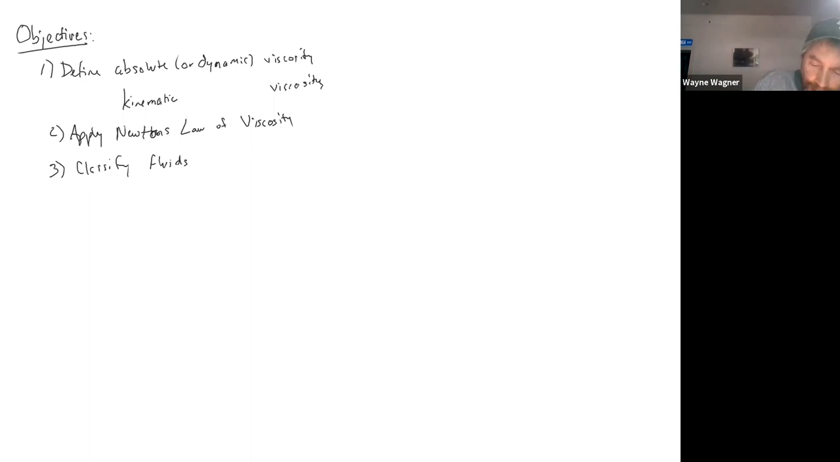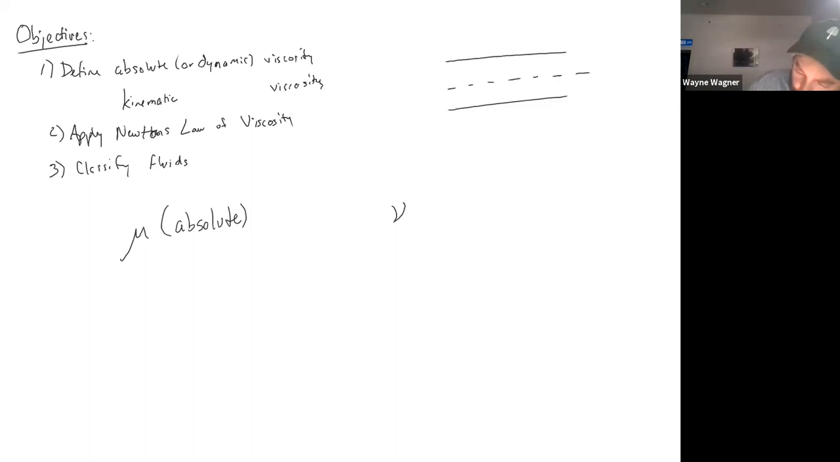Anyway, so absolute viscosity has this symbol, mu. I'm going to put in parentheses, absolute. And then there's kinematic, which looks like this. It's like a V that's kind of been bent out of shape. So this is called the kinematic.